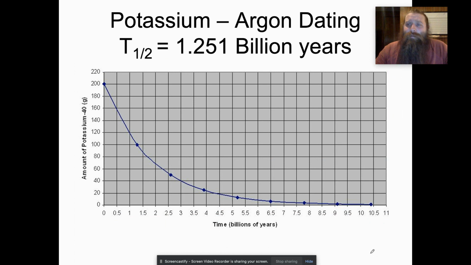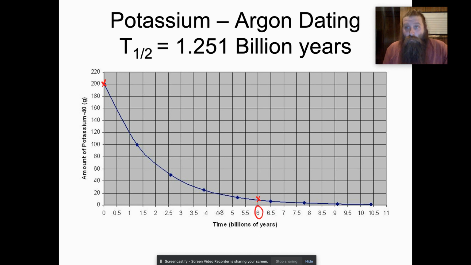Now, for really, really old things, we can use potassium-argon dating. So radioactive potassium decays into argon. The half-life for this is 1.251 billion years. So if something today should have, we'll say, 200 grams of potassium-40, and I just measure how much is in there, and I follow where it is on the curve. So if it lands here, all right, well, that thing is 6 billion years old.